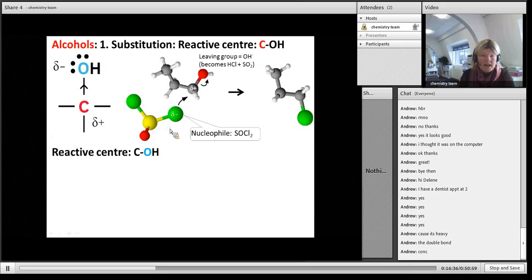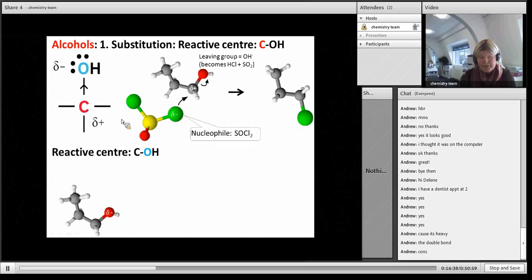Right, now alcohols also differ from haloalkanes because we actually have got two reactive centers. The carbon being positive, so that is being attacked by nucleophiles, but we also have the oxygen, which is electron rich. And chlorine doesn't like sharing electrons, it cannot form two bonds. Oxygen can. So oxygen can act as a nucleophile.